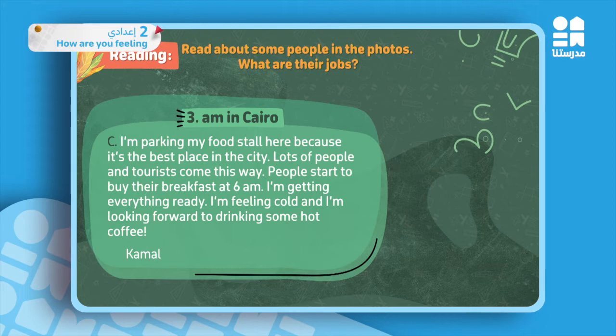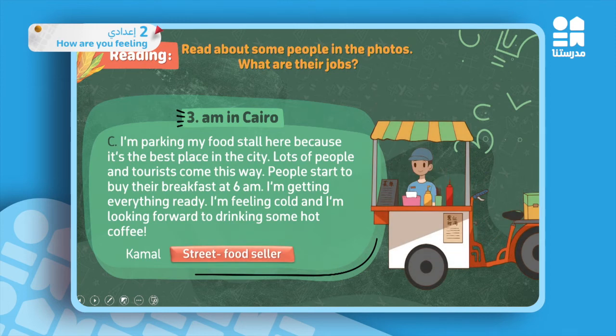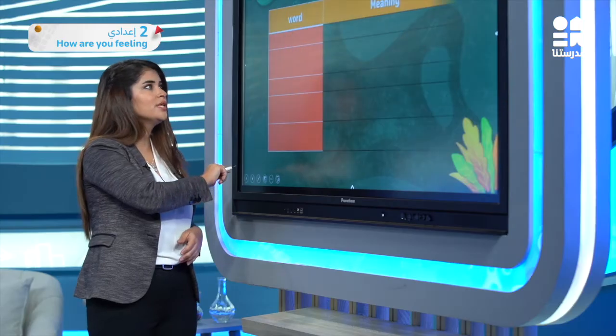So who's talking here? We have a new character who's named Kamal. So can you guess what is the job of him? This can be a bit difficult for you, so let me show you the answer. It's for street food seller or the one who buys food in the streets. Okay, like this picture. So let's now have some questions according to the passage we have just read.